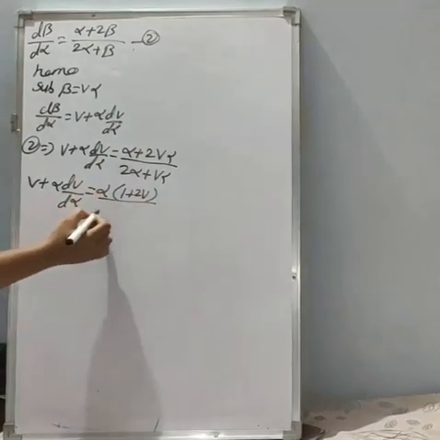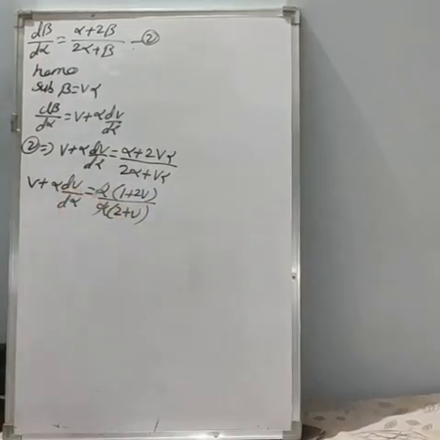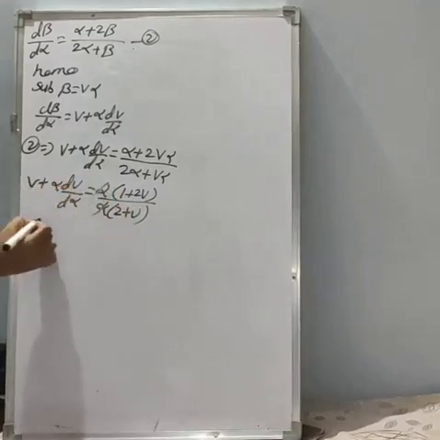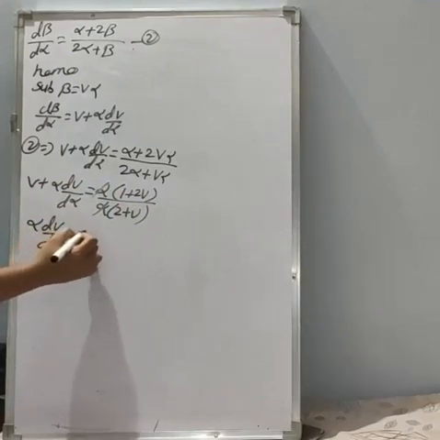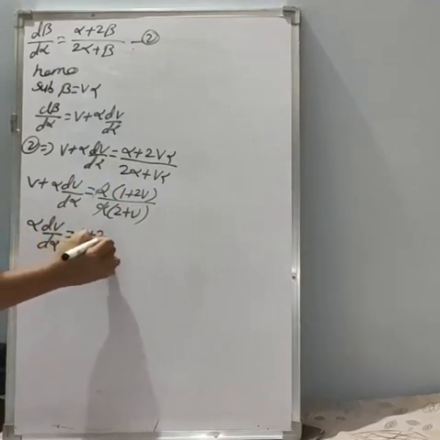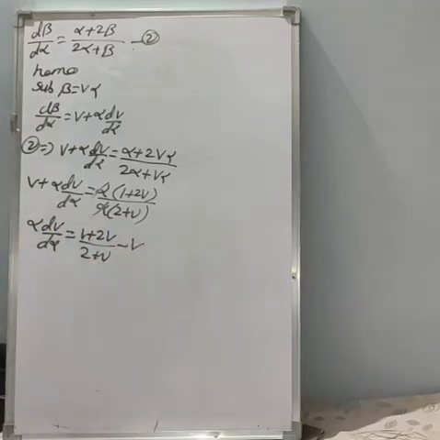Now from this, again alpha is common, we remain with 2 plus v. Alpha gets cancelled. Okay, now transfer this v to that side. So alpha into dv by d alpha is equal to 1 plus 2v divided by 2 plus v, minus v. Take the LCM and try to solve this.